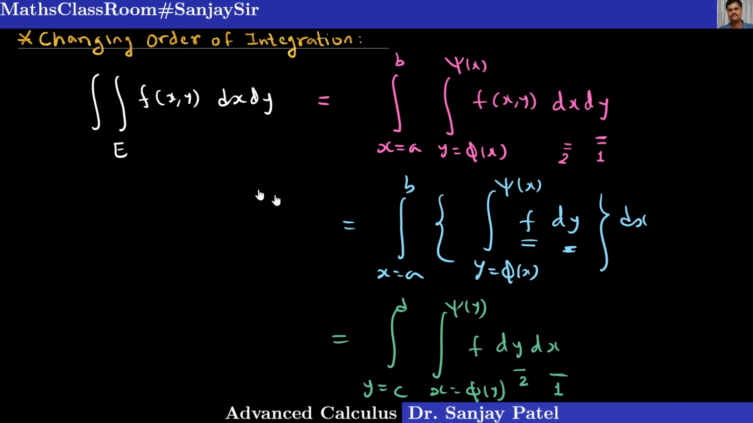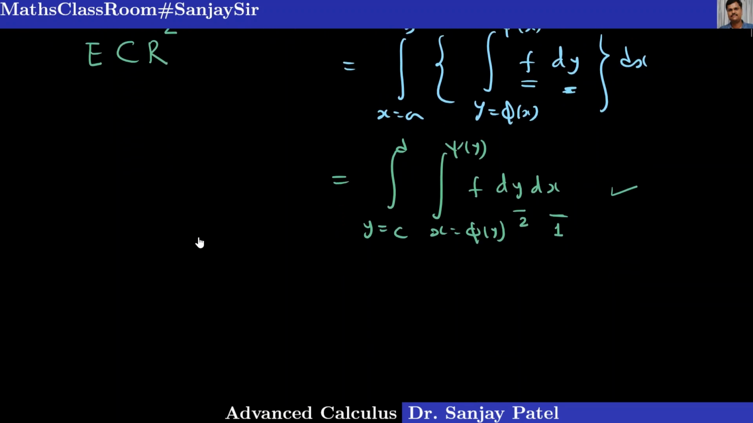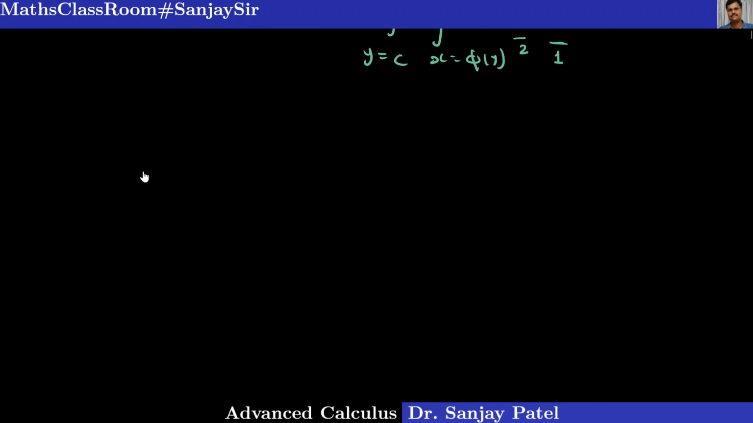So if the function of two variables is integrable or maybe simply continuous over the region E, where E is a closed and bounded region in R2, then this double integral can be expressed either in this form or in this form. But sometimes it is easy to change the order and then integrate, so the problem becomes easy. Let us see all this with the help of examples of how to change the order of integration.